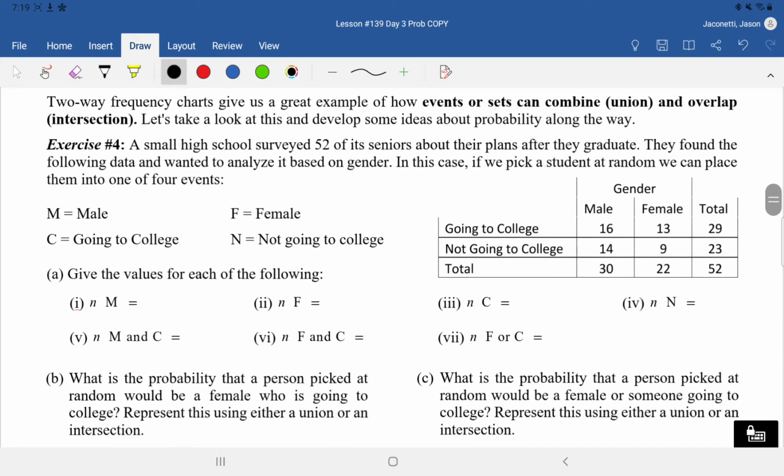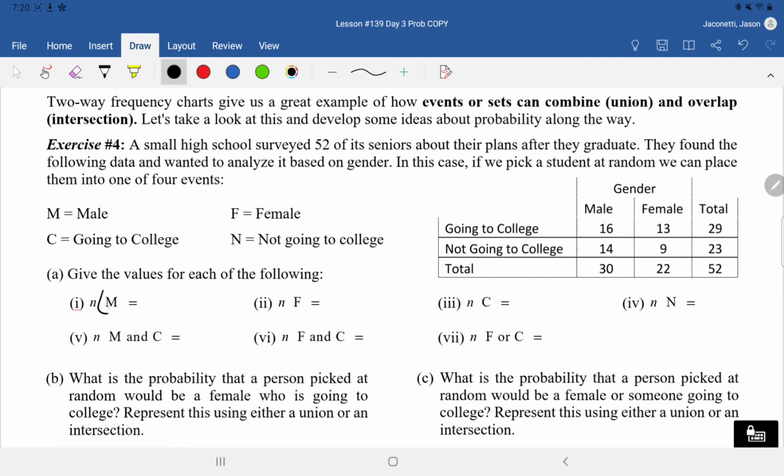So a two-way frequency table, now you did talk about this back in Algebra 1, but we're going to talk about it here again, shows events or sets that can be combined for a union or overlap into the intersection. So let's look here. It says a small high school surveyed 52 of its seniors about its plans for graduation. And they found the data that's here. Now they're using M for male, F for female, C for going to college, N for not going to college. And you can see it's all cross-referenced, rows and columns.